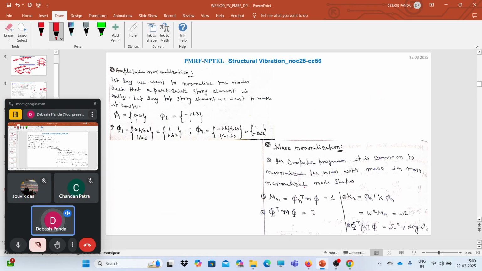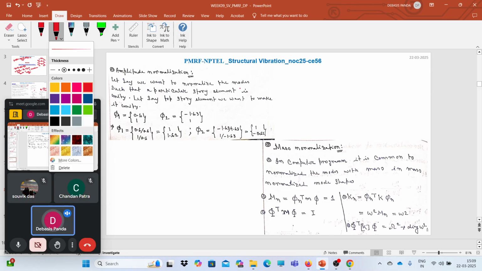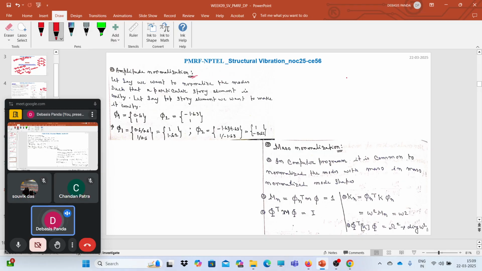Then we have seen how to normalize the mode shape with respect to amplitude. Say for example, we need to normalize the last degree of freedom to 1, then how can we do that? It's easy. We just need to normalize it to 1. And mass normalization, this is a very important property we also talked about. Generally for computational purposes, if we go with mass normalization, then the computational effort will be a little less.